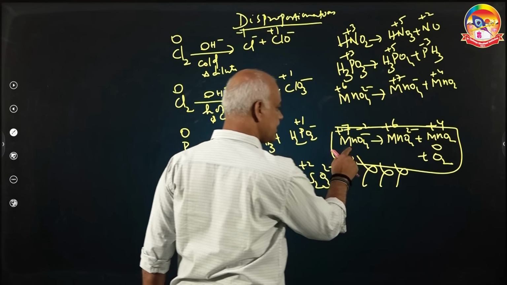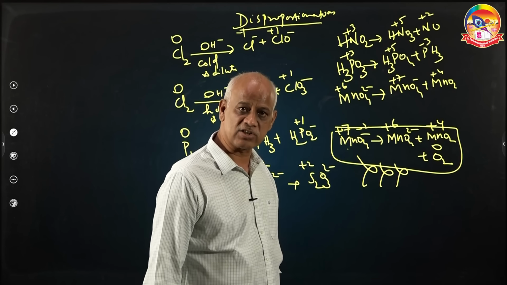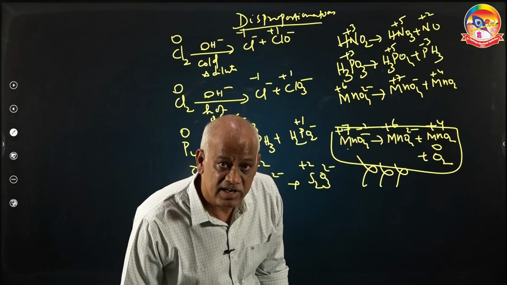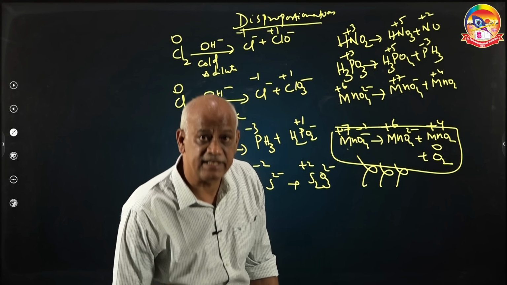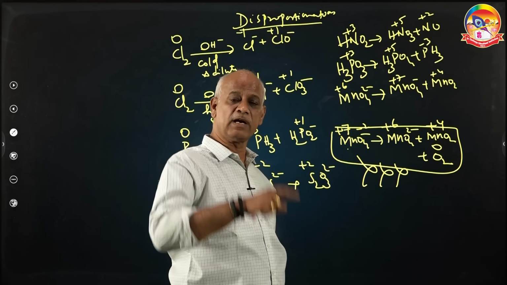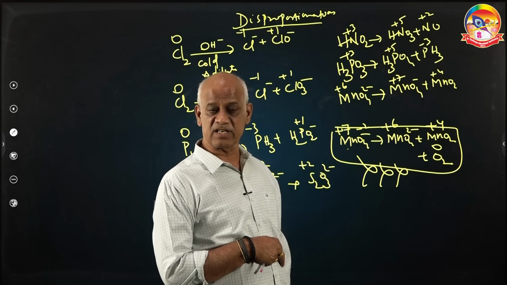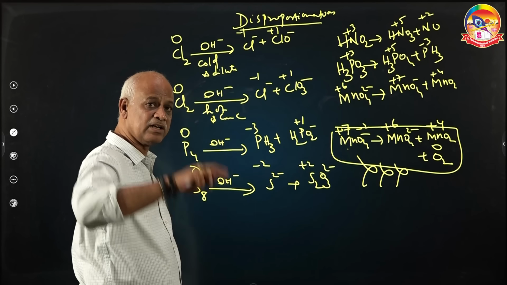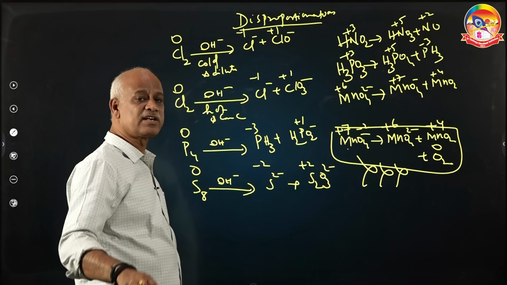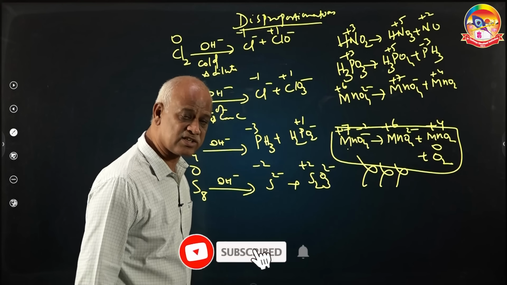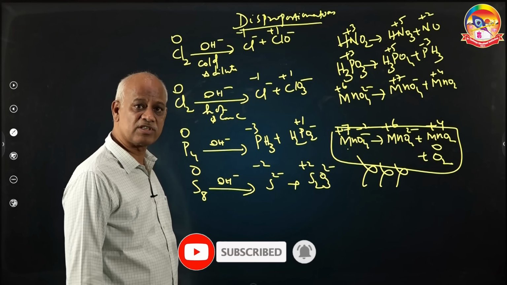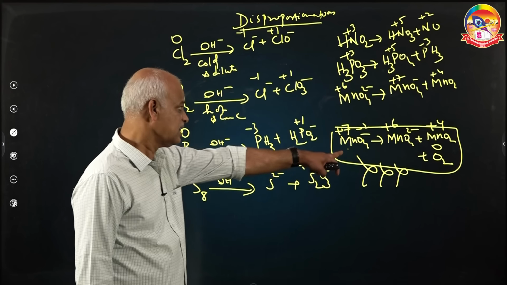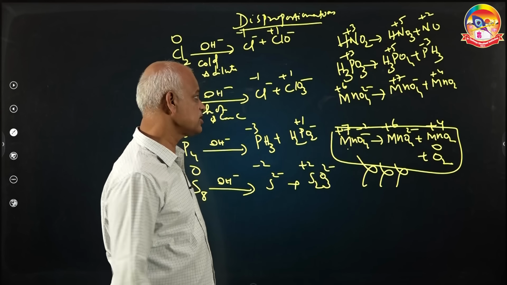Why? Because manganese is undergoing reduction, oxygen is undergoing oxidation. So it is a redox reaction but cannot be considered a disproportionation reaction, because one element, manganese, is undergoing reduction, and the other element, oxygen, is undergoing oxidation. Whereas in the other examples that you have taken, the element undergoing oxidation is the same one which undergoes reduction. So only if the same element undergoes both oxidation and reduction should you call it a disproportionation reaction.